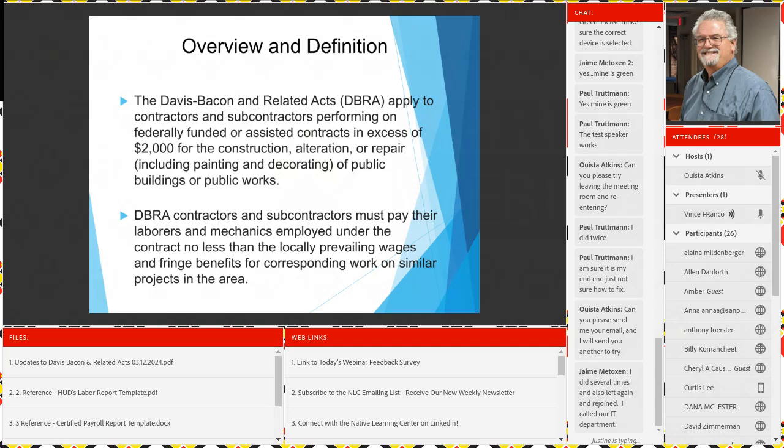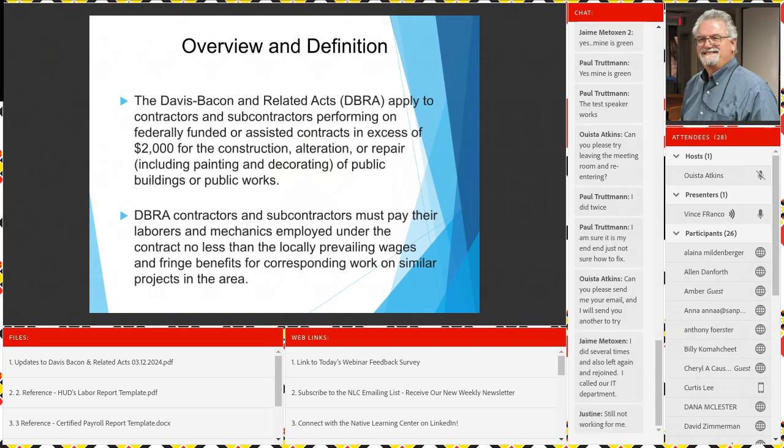Davis-Bacon requires DBR. I'm just going to call it DBRA as we progress through the program here. It applies to contractors and subcontractors performing on federally funded or assisted contracts in excess of $2,000, which is a very, very low dollar threshold in my estimate. $2,000 is an easy, very low threshold to reach that would signify that you are required to follow Davis-Bacon legislation, prevailing wage, etc. It's not a very high threshold.